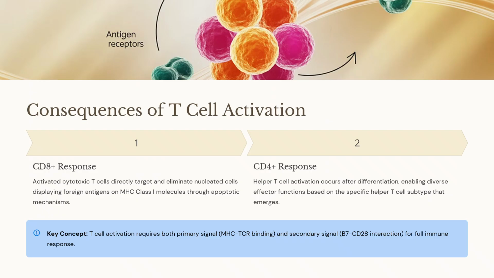What is the consequence of T cell activation? Once the CD8 is activated, that is, the cytotoxic T cells are activated, they will directly target and eliminate the nucleated cells that are displaying foreign antigens on MHC class 1 molecules through apoptotic mechanisms. And once the CD4 T cells are activated, they will undergo differentiation, enabling diverse effector function based on the specific helper T subtype that emerges.